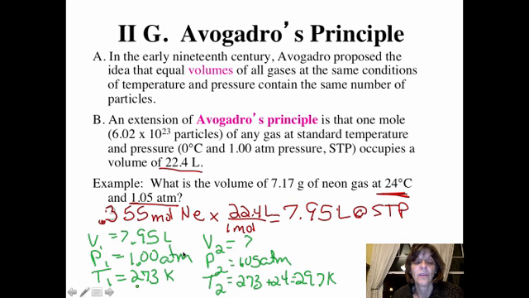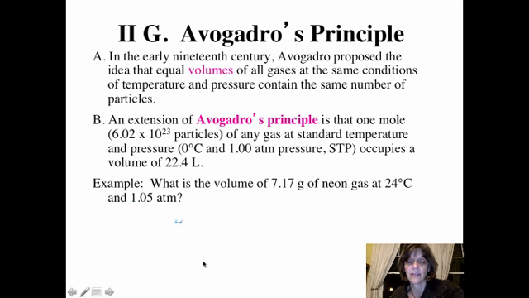We have 2 sets of information, temperature, pressure, and volume. We would use the combined gas law. You can put that in, plug and chug, and you should get 8.25 liters.